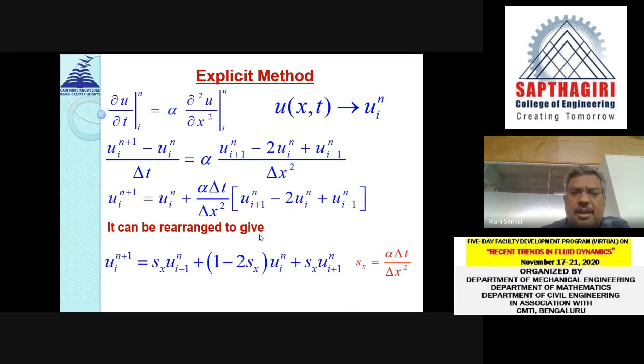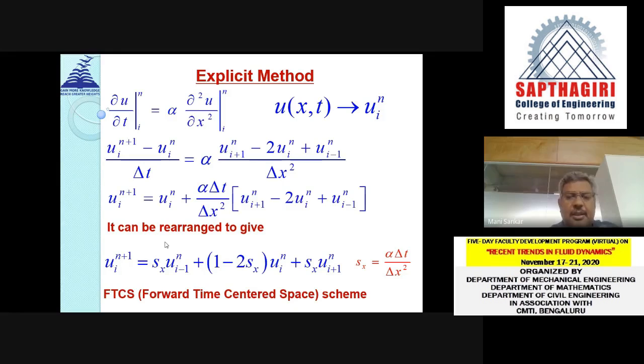So here I introduced a parameter called Sx, which is called the mesh ratio parameter, which is alpha delta t by delta x squared. Now this particular scheme is called the explicit method, and this is called the FTCS scheme, that is forward time centered space. So let us see why this is explicit. We are getting the unknowns from the values of the known.